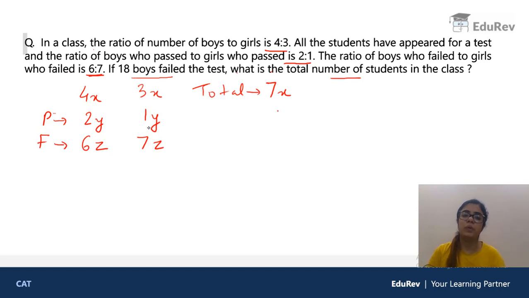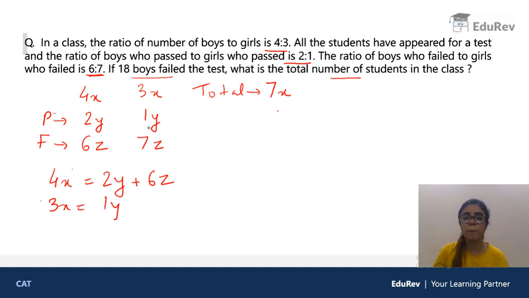If I want to form equations, can I say the total boys were 4x? That is equal to boys who passed plus boys who failed. You will either pass or you will fail because everybody has given the test, right? Similarly, the total girls will be girls who passed plus girls who failed. Okay, so this is the equation we can form. Now we'll try to establish a relation between any two of the terms.